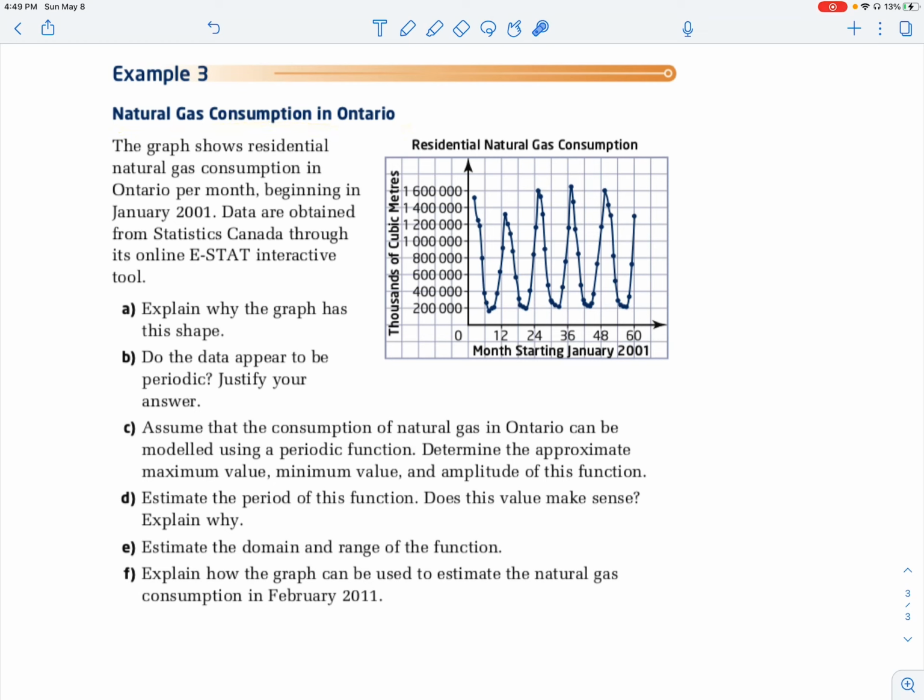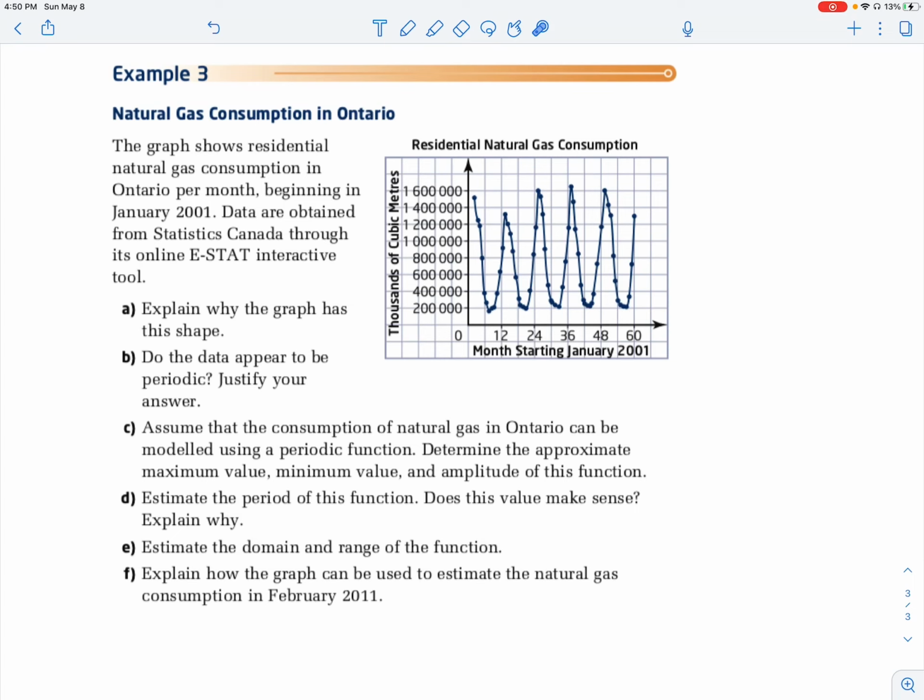So in this graph here, our y-axis, we have thousands of cubic meters. That's how we measure the volume of gas that is used. And then on the x-axis, we have our months starting from January 2001. So 12 months would represent 1 year, and then another 12 is 2 years, 3 years, 4 years, 5 years. So this is a 5-year period showing residential natural gas consumption.